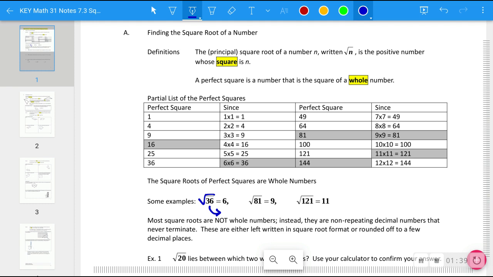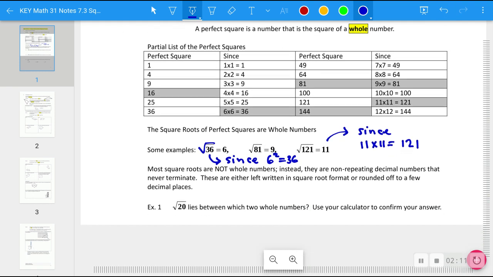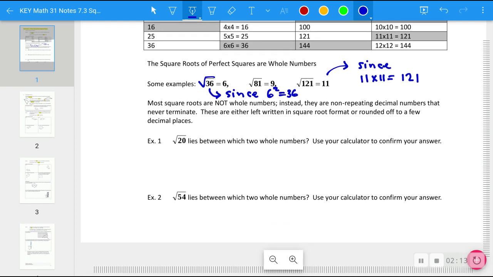The answer to the square root of 36 is 6, since 6 times itself, or squared, is 36. 81 would be 9 times 9, so the square root of 81 is just 9. And the square root of 121 is 11, since 11 times 11 gives 121. Okay, so these are called perfect squares, but not all numbers are perfect squares.